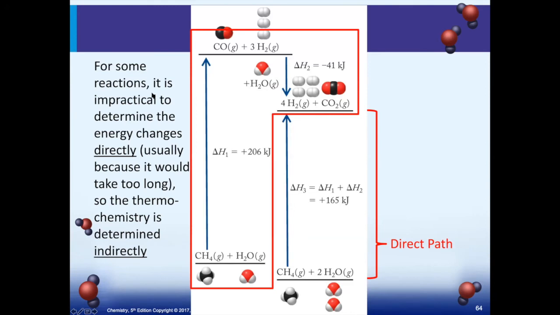So for some reactions, it's impractical to determine the energy changes directly, and I even comment why. Usually it's a kinetics thing. It usually would just take too long. So a lot of times the thermochemistry is determined indirectly. So knowing this delta H and knowing this delta H, we just combine them together to get the delta H of the desired target reaction.